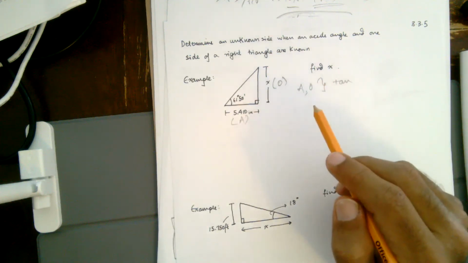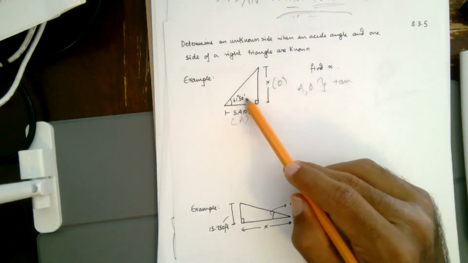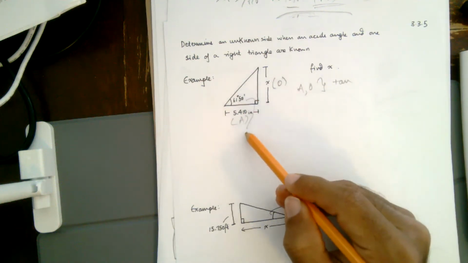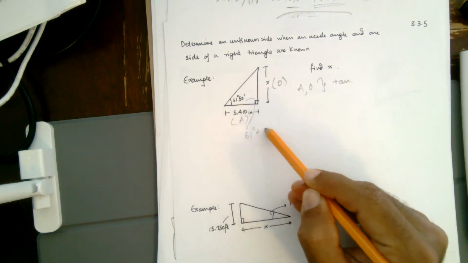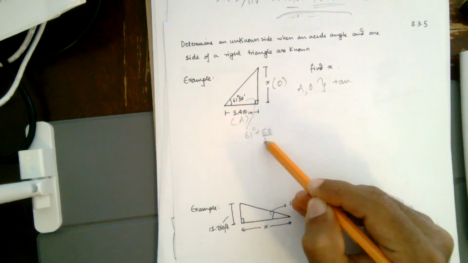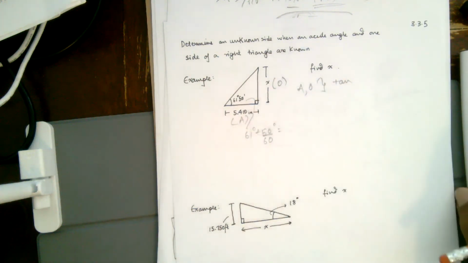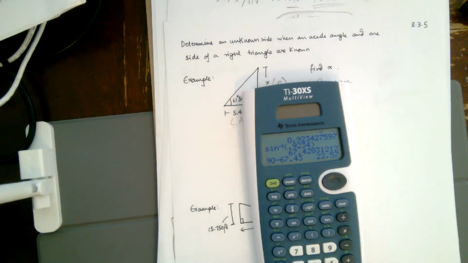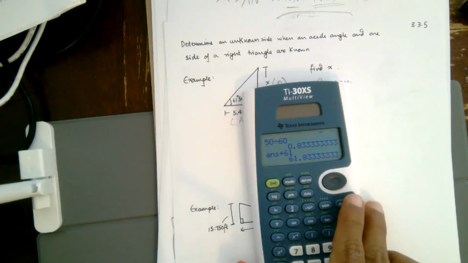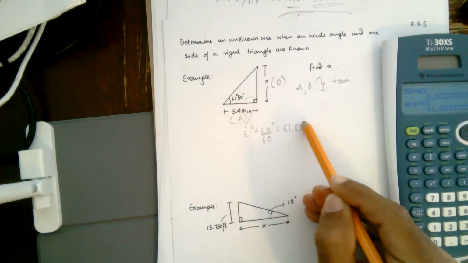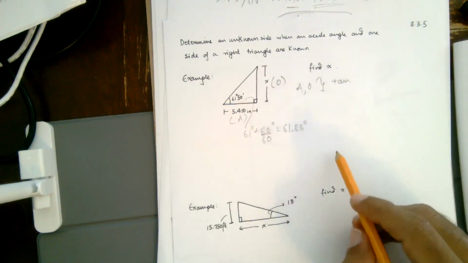Now one extra step here is this angle is in degrees and minutes, so let's first convert it to degrees. This is going to be 61 degrees plus 50 minutes, which is 50 over 60 degrees. So take your calculator and go 50 divided by 60 plus 61, giving you 61.83. Okay, now you're all set to use the trig ratio.